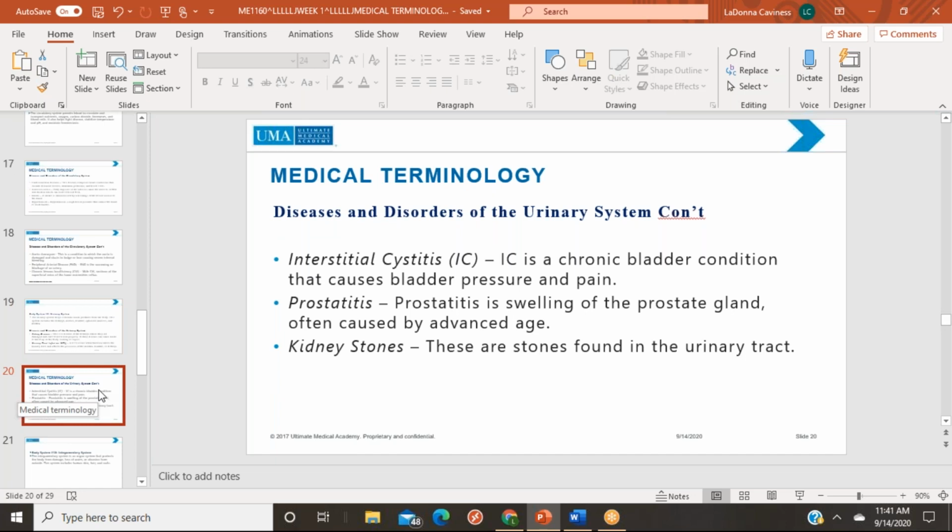All right, diseases of the urinary system continue. Interstitial cystitis, IC, is a chronic bladder condition that causes bladder pressure and pain. The next one is prostatitis. It's swelling of the prostate gland, often caused by advanced age. So more so, it affects the elderly. And kidney stones. These are stones found in the urinary tract, or they form in the urinary tract.